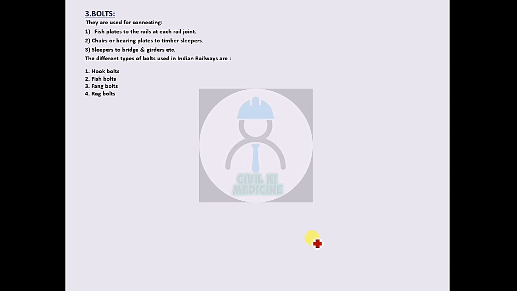So now the last third one, bolts. They are used for connecting the fish plate to the rail at rail joint, and also these are used for chair or bearing plate to timber sleeper, and for sleeper to bridge and girder, etc. The different types of bolts used in Indian Railway are hook bolts, fish bolts, fang bolts, and rag bolts. Now I will describe all four types of bolt in detail.